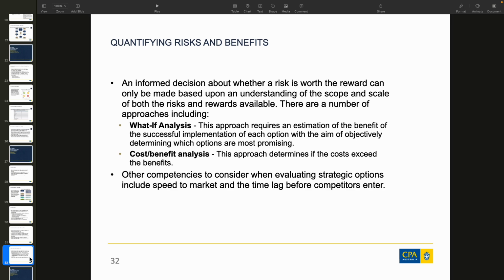So, cost benefit: you have to calculate the cost of doing something and the benefit. Other competencies to consider when evaluating strategic options include speed to market, the time lag before competitors enter. Got it? So other factors you have to take into account.